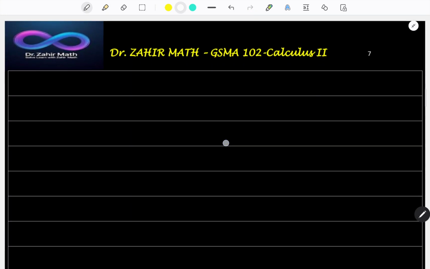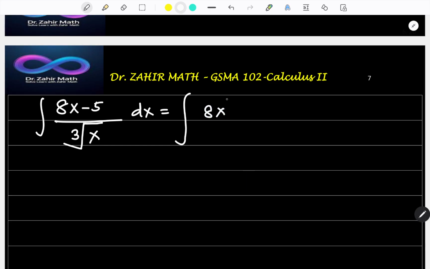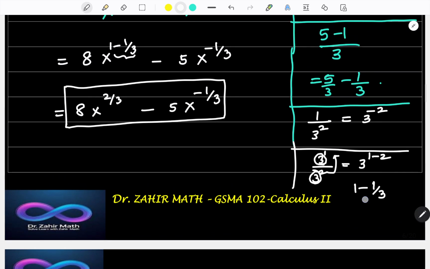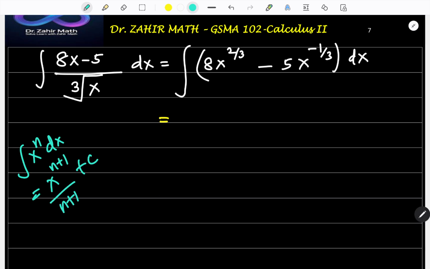Okay? Right. So what is the question now? The question is integral 8x minus 5 divided by cube root of x dx. We converted into the model 8x to the power of 2 by 3 minus 5x to the power of minus 1 by 3 times dx. Let me check, am I correct or not? 8x power 2 by 3 minus 5x to the power of minus 1 by 3. Yes. Now I'm going to integrate. What is the integration formula? Integral x power n dx is equal to x to the power of n plus 1 over n plus 1 plus integrating constant c.